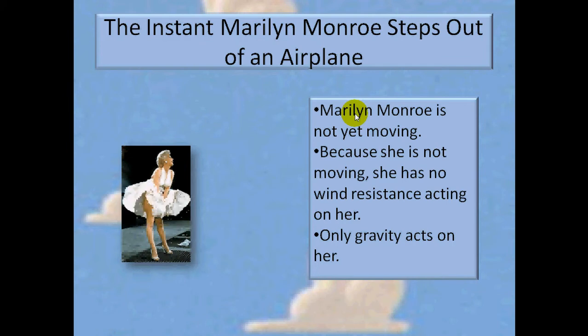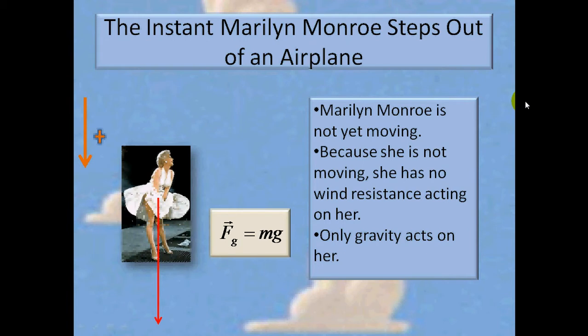Imagine rolling down the window of your car and sticking your hand out of the car window while it's not moving. If you stick your hand out of the car window when it's not moving, you'll feel no wind resistance acting on your hand. The second you start driving, you'll start feeling the wind pushing back on your hand. That's wind resistance. But as long as you're not moving, wind resistance doesn't act on you. And as long as Marilyn Monroe's not moving, she has no wind resistance acting on her. Only gravity acts on her the instant she steps out of the airplane.